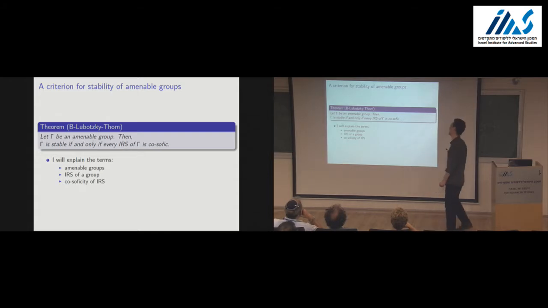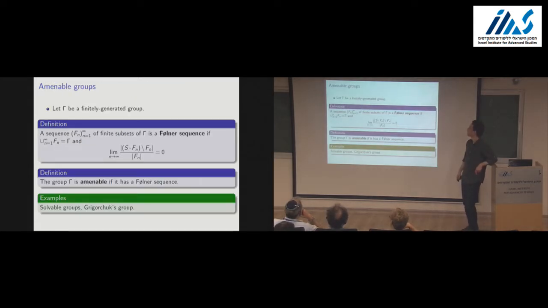This is a joint work with Alex Lubotsky and Andreas Thom, and I will not assume that you know all the terms that I've written here, so I need to explain what an amenable group is, what an IRS of a group is, and what it means for the IRS to be cosophic. First, amenable groups. I'll just work with finitely generated groups.